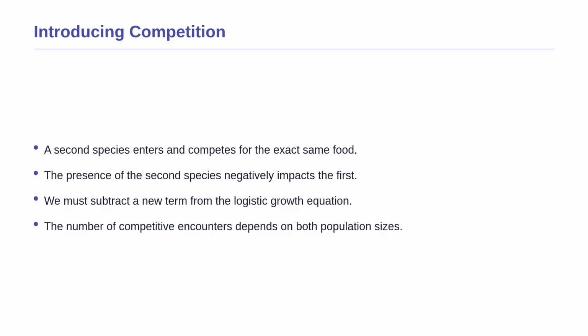To represent this mathematically, we cannot just use the single species equation anymore. We must subtract a new term from our original equation that accounts for the encounters between the two species. Just like collisions on a highway depend on the number of cars in both lanes, the number of competitive encounters depends on how many individuals of both species are present. This new term will permanently link the two populations together.